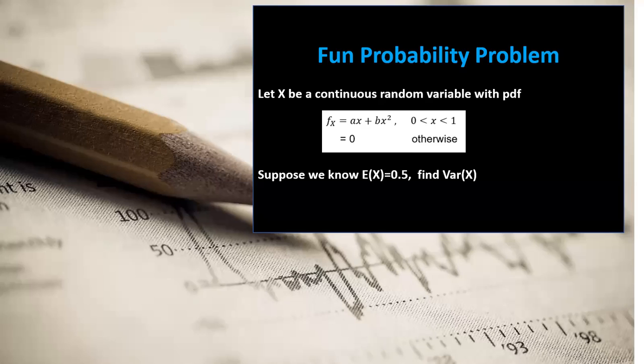And today we're going to work on this problem here. This problem tells you x is a continuous random variable with PDF f of x equal to ax plus bx squared, x from 0 to 1. They give us a condition, the expected value of x equal to 0.5, and we need to find the variance of x. Okay, let's go to our whiteboard and start working on this problem.